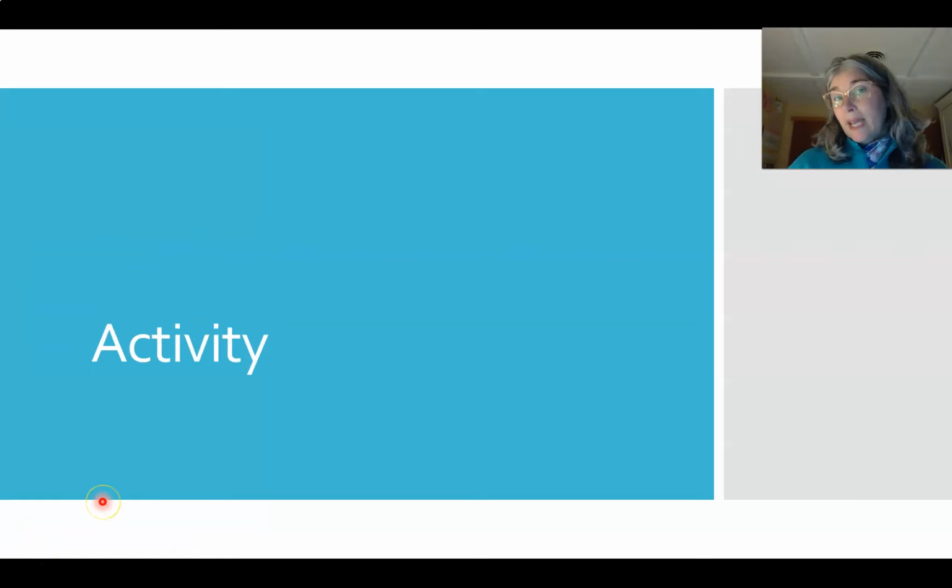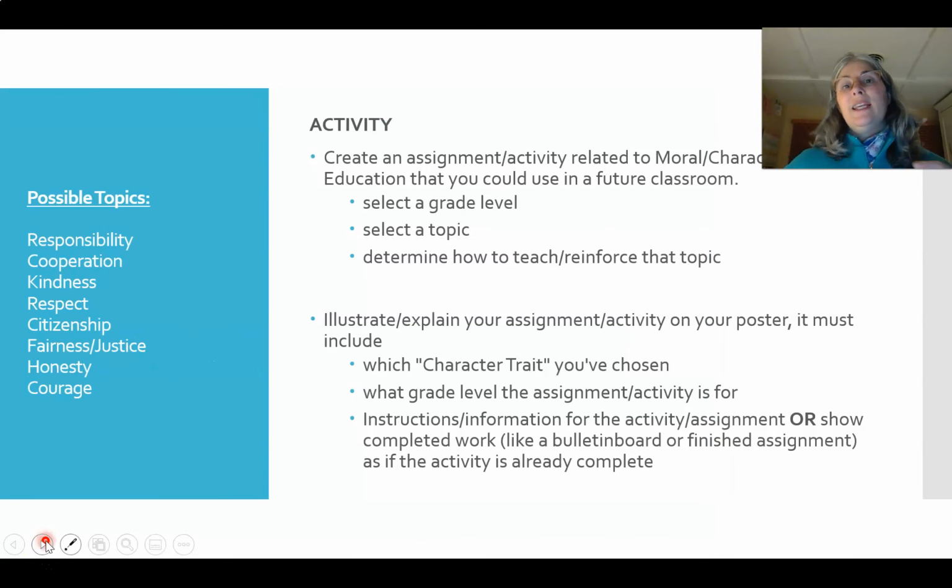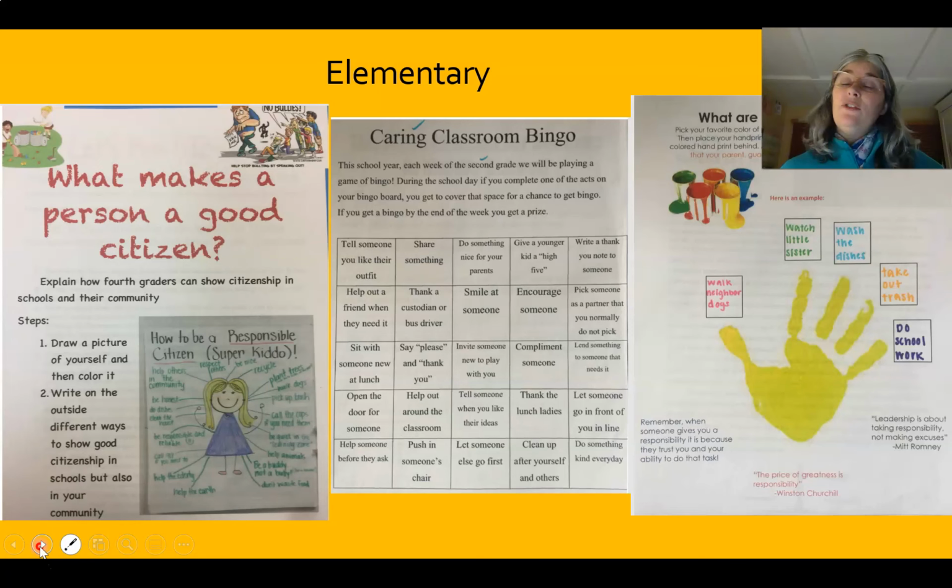So, by activity, I'm referring to your homework. Most likely, along with this chapter, you have a homework assigned by me that is connected to creating an assignment within the realm of moral development or character ed. So do look at the specific instructions on Blackboard, but you're going to need to create some sort of an assignment or activity that a future class of yours could do. You need to determine what grade level, what is the topic you would want to teach them, and how would you teach it. So there are a lot of possible topics. I give you instructions on Blackboard about sites you can go to for more information and more details on what to do. But here's some examples of previous students' work.